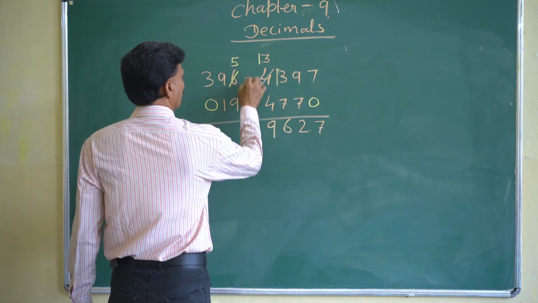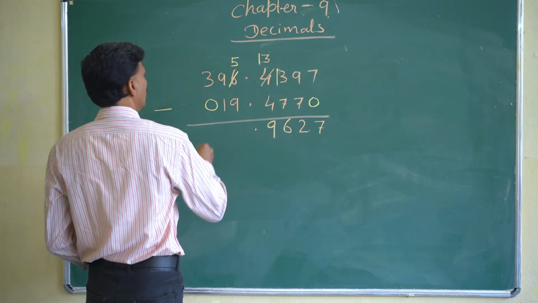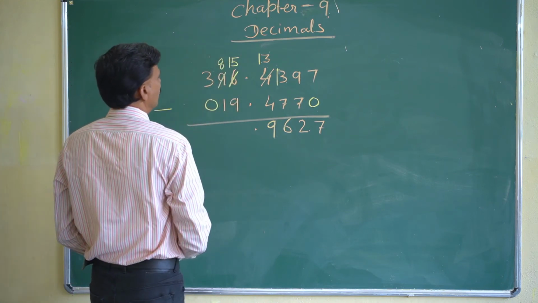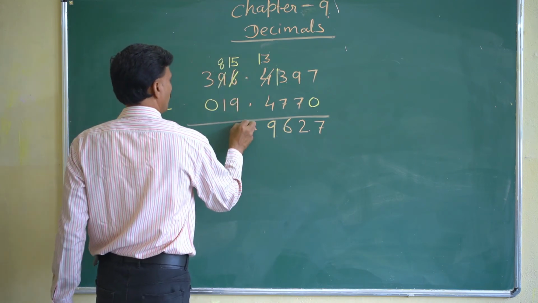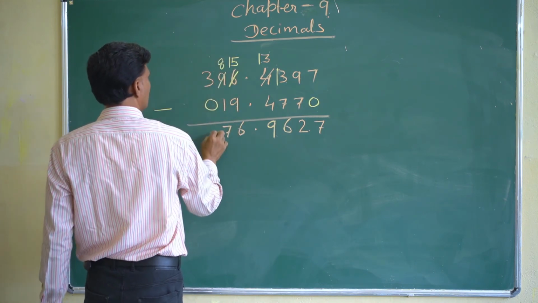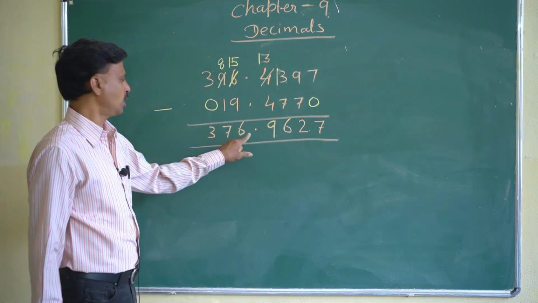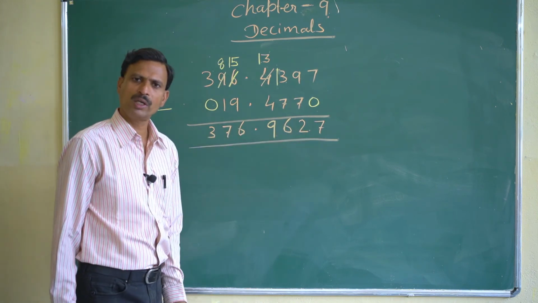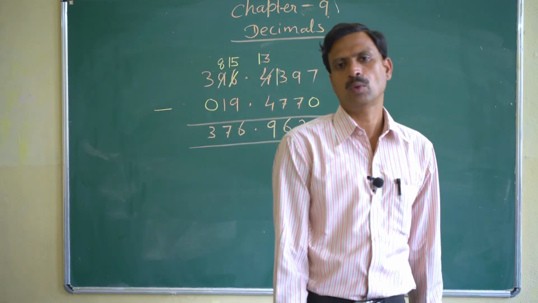Then the decimal. Now from 5, 9 cannot be subtracted, so definitely we'll borrow from 9. So 9 becomes 8 and this becomes 15. 15 minus 9, that is 6. And this is 8 minus 1, 7, and this 3 minus 0, that is 3. So the answer is 376 point, meaning decimal, 9627. Got it? So in this manner we can subtract.